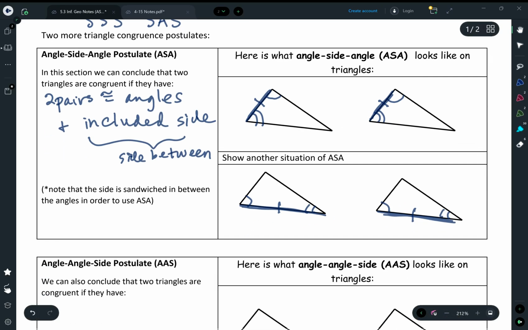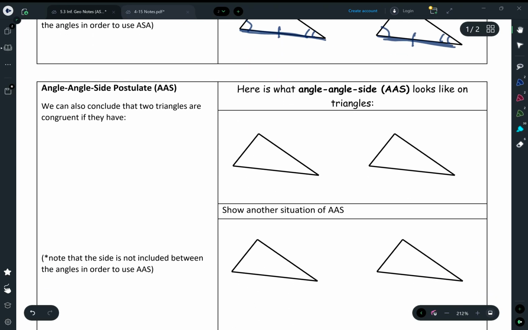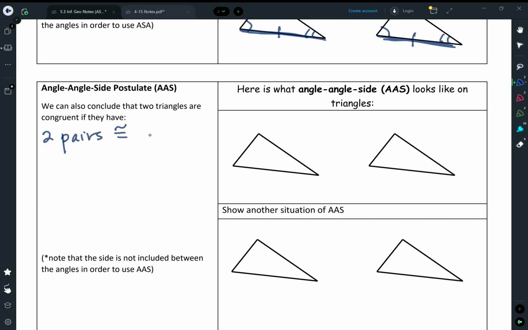So the next one that we have is called angle angle side. So I think this one's probably the trickiest one yet. So angle angle side is two pairs of congruent angles and a side, or a pair of sides, because it's not really one, right? So it's a pair of sides, not between them.